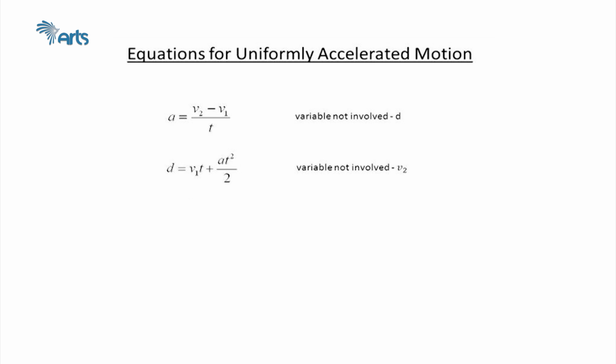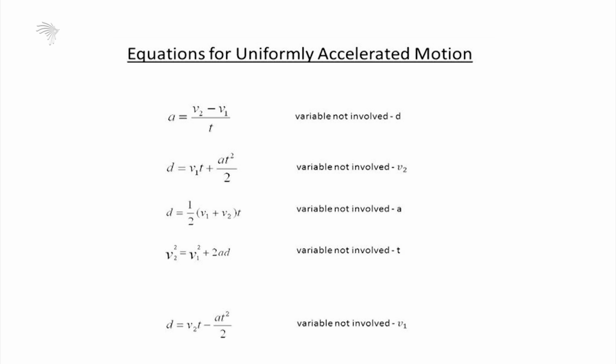And the third one is d equals half of (v1 plus v2) times t. Here, half of (v1 plus v2) means the average speed or the average velocity. We can use this formula only if the motion is uniformly accelerated motion. And the fourth one is v2 squared equals v1 squared plus 2ad. And finally, we can also calculate the distance by using v2t minus at squared over 2. So in all cases, v2 is the final velocity, and v1 is the initial velocity or speed, assuming that the motion is rectilinear motion.